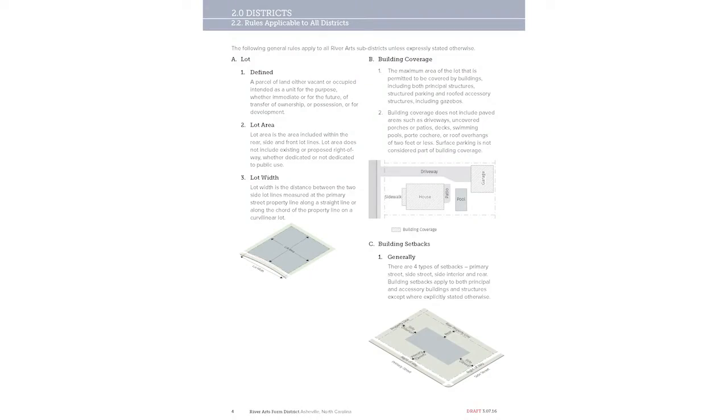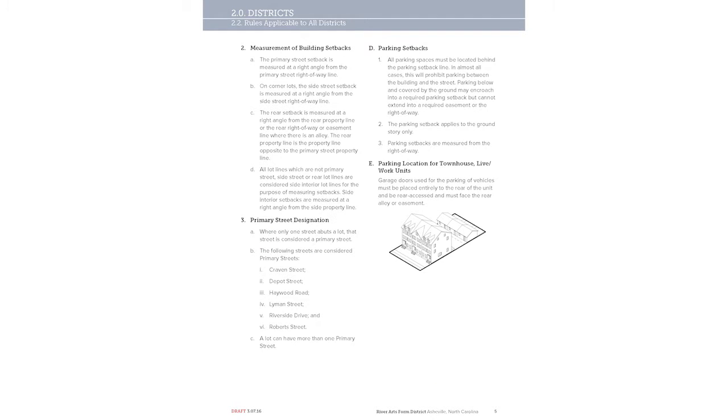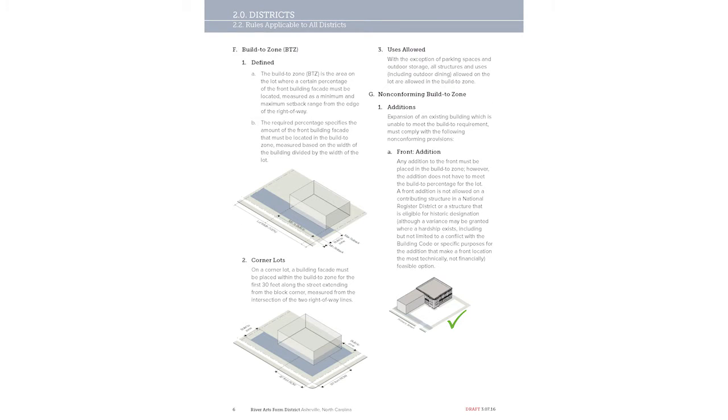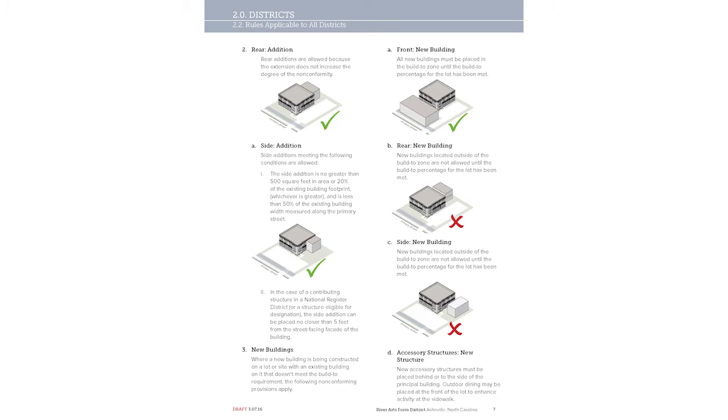So in order to understand how each of the zoning districts works, we started out with a series of rules that apply to all of the districts. And they tell you things like how to measure lots and what side setbacks are and what you do with parking location for townhouses and live-work units. They have some general rules for everybody, including a piece shown here that is about having a non-conforming structure.